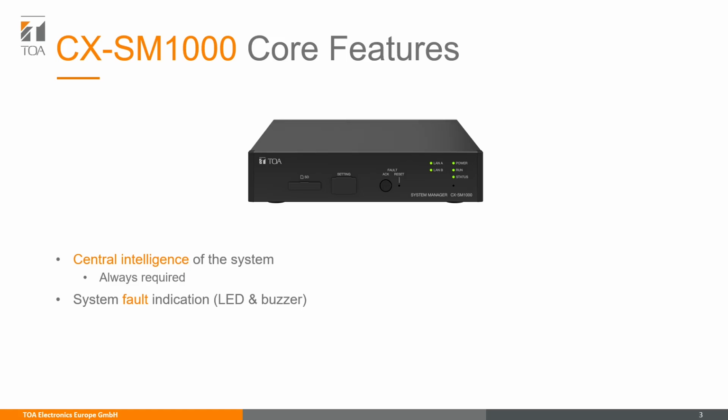So if there is a fault in any of the components of the system, it can be displayed at this central point. Additionally, there is an SD card slot, and this can be used to back up log files and setting data. If you insert an SD card into this slot, you can save, for example, the setting data. And if the system manager has a hardware malfunction, you can simply remove the SD card from the defective one and insert it into the new one and upload the setting data, without the need to open the configuration software.